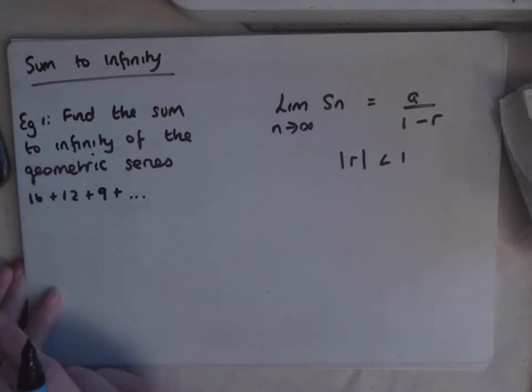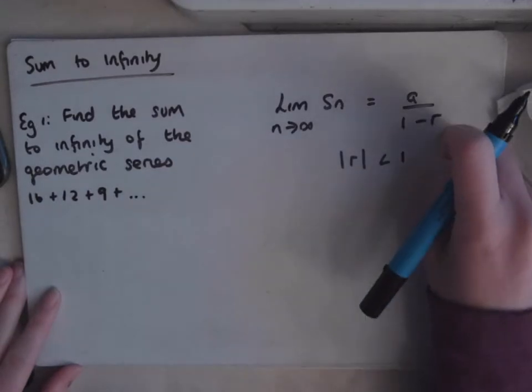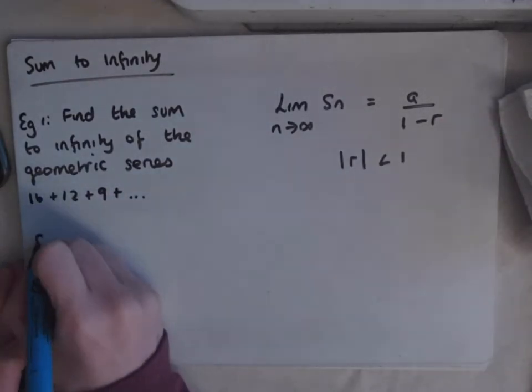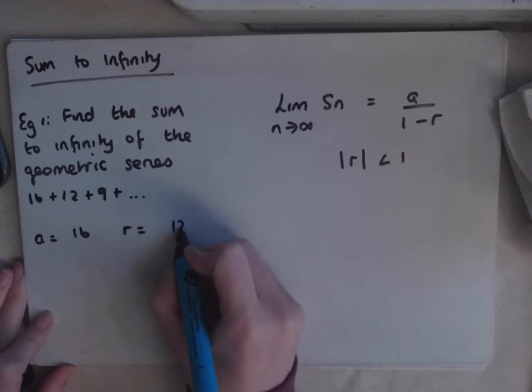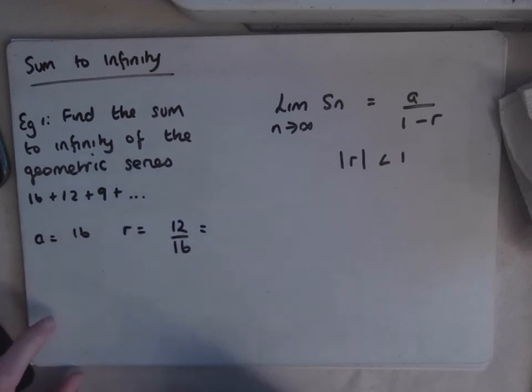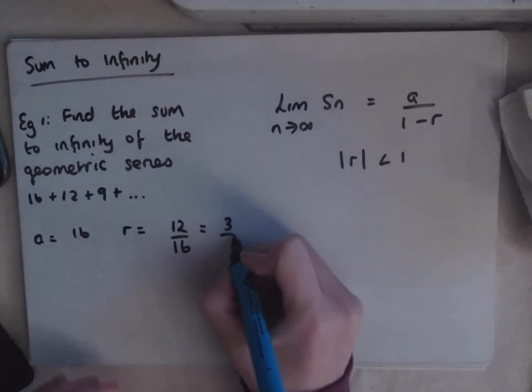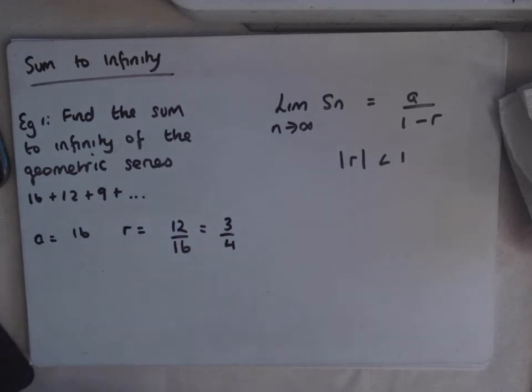So all you're going to do is find your a, find your r, and throw it in here. So a is my first term, which is 16. r is the second term divided by the first term. 4 goes into each of those, so r is 3 over 4.